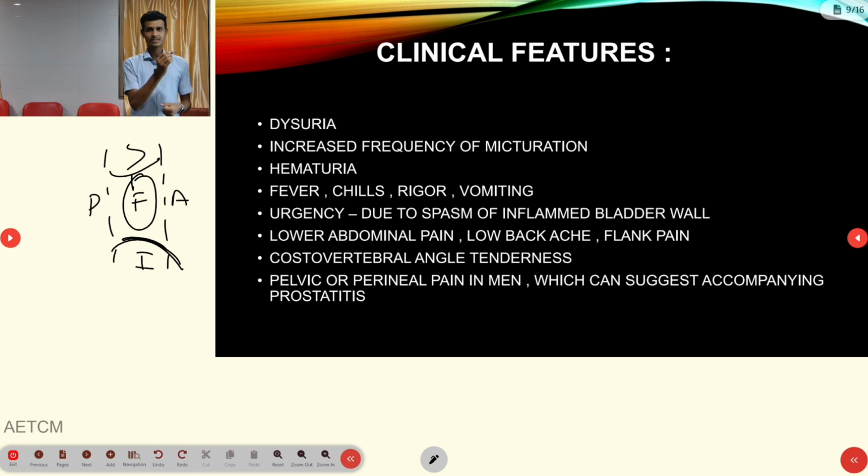Costo represents our ribs. So it is the angle between your 12th rib and the corresponding vertebra. Majority of the time it will be your 12th thoracic vertebra, correct? So it is an angle between your 12th rib and the corresponding vertebra. This is called the costovertebral angle. And then pelvic or perineal pain in men can suggest accompanying prostatitis.